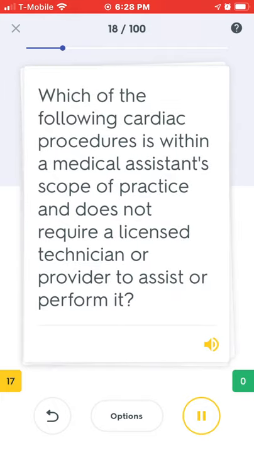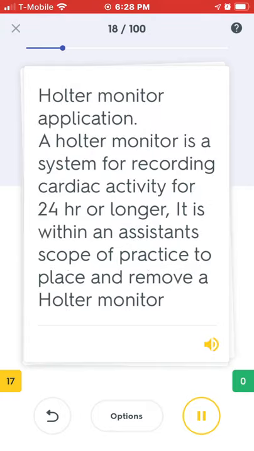Which of the following cardiac procedures is within a medical assistant's scope of practice and does not require a licensed technician or provider to assist or perform it? Holter monitor application. A Holter monitor is a system for recording cardiac activity for 24 hours or longer. It is within an assistant's scope of practice to place and remove a Holter monitor.